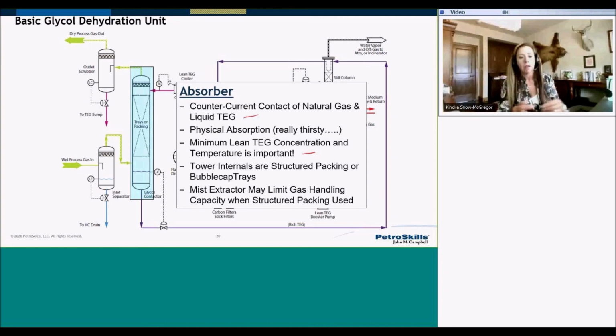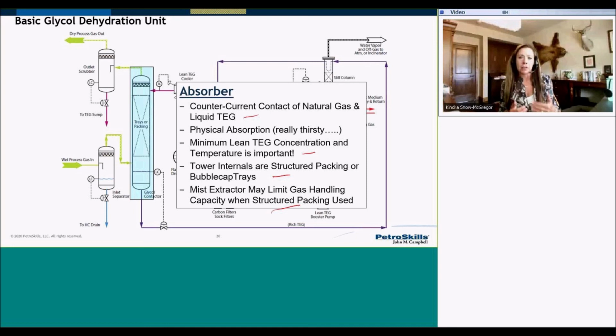And if I'm using structured packing, here's the thing. If I have a contactor with structured packing, that results in a much smaller diameter than, say, a bubble cap tray. And the reason why is because I don't need the room for the downcomers to go from tray to tray. And so I can cram a lot of gas through that structured packing, but I also need to be sure that that mist extractor is designed to handle whatever gas I'm going to throw at it. The bigger issue with structured packing is that if I need to run that contactor at turndown conditions, you're going to have a really hard time doing that because structured packing has a pretty limited turndown capacity.